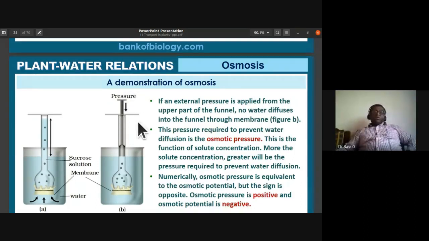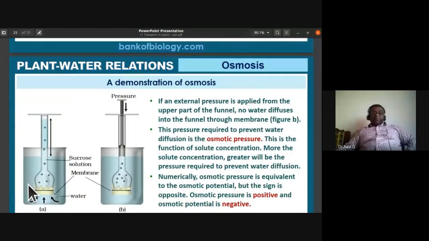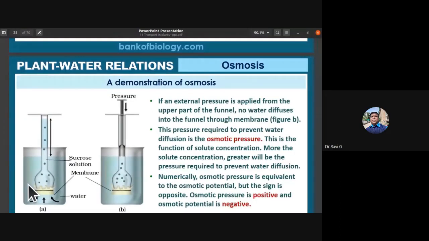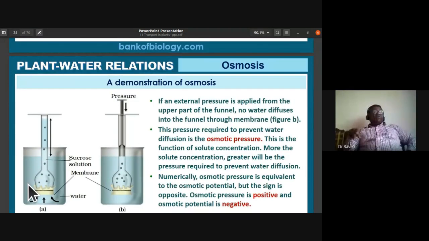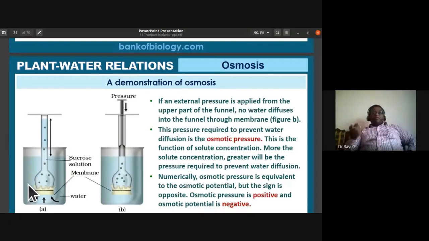So this is a function of solute concentration. The more the solute concentration, the greater will be the pressure required to prevent water diffusion. Numerically, osmotic pressure is equivalent to the osmotic potential, but the sign is opposite. Osmotic pressure is positive and osmotic potential, or solute potential, is negative. So you can prevent the diffusion of water by applying pressure.